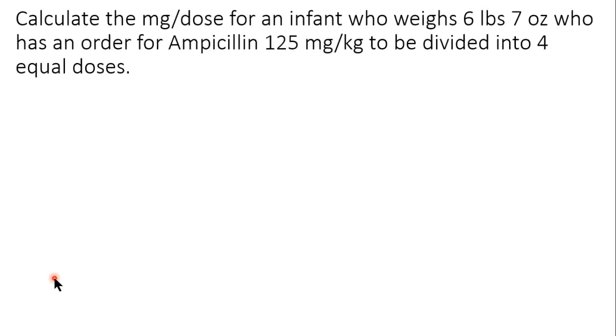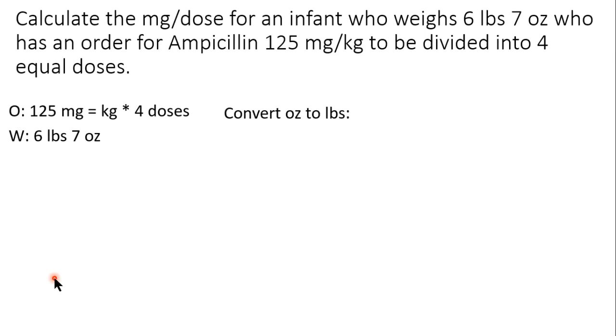Calculate the milligrams per dose for an infant who weighs 6 pounds 7 ounces, who has an order for ampicillin 125 milligrams per kilogram to be divided into 4 equal doses. Okay, so our order is 125 milligrams per kilogram divided by 4 doses. And the weight of the infant is 6 pounds 7 ounces. We are looking for milligrams per dose.